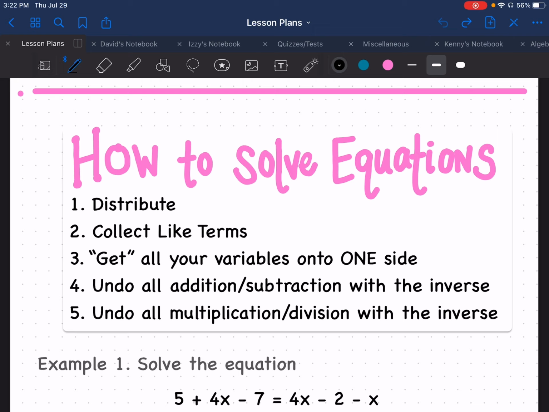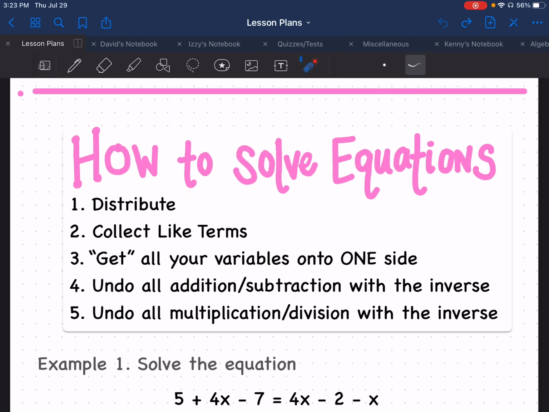Today's lesson is how to solve equations. We first talked about the 5 steps that you should use to solve any type of equation. The first thing we're going to want to do is to distribute. Remember, when you are distributing, that you are looking for the parentheses. So we're looking specifically for parentheses. If there are not any parentheses, then we're going to go on to step 2.